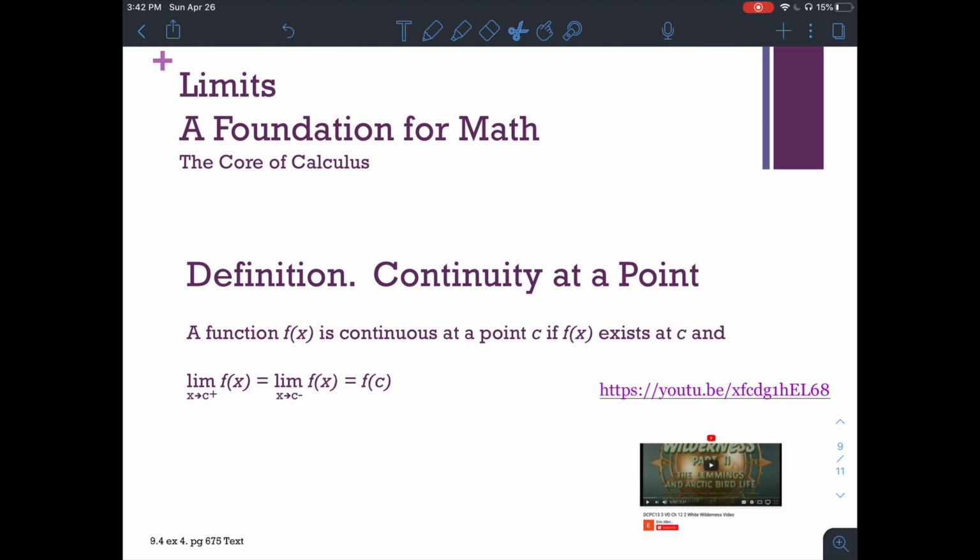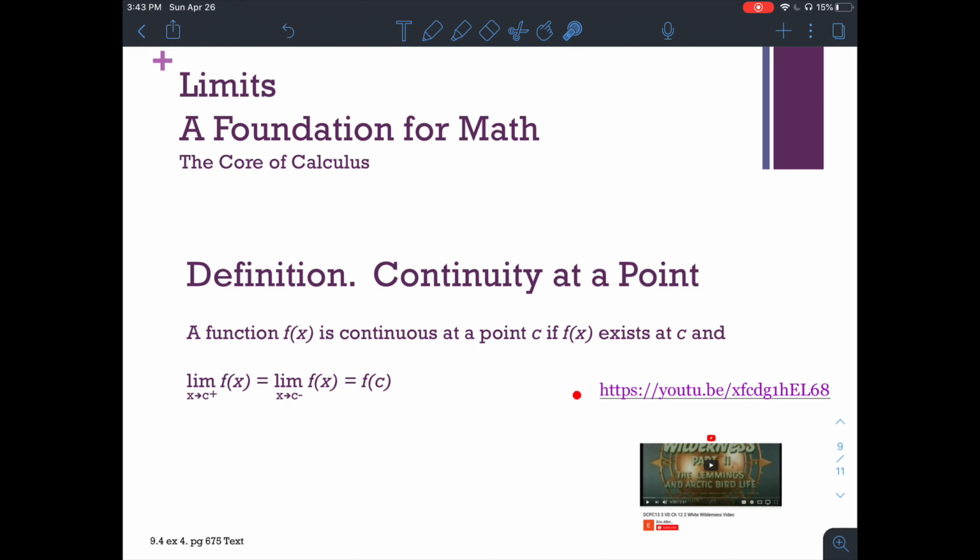But the formal definition for a continuous function says a function is continuous at a value or a point C, so an x value for C, if my function exists, so that's the first thing, my function needs to exist there, and the limit from the right and the limit from the left of the function at that value C. So as I approach from the right side and from the left side, they need to be not only equal to each other, but they also need to equal the function value.